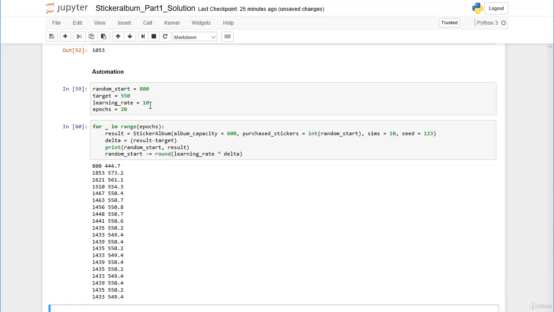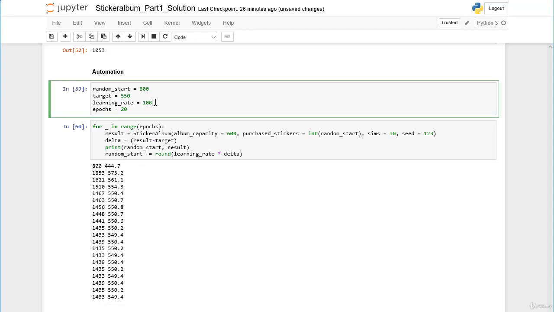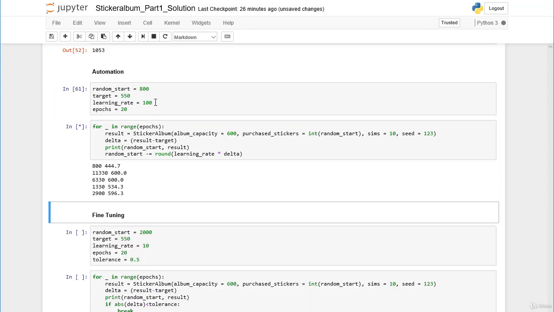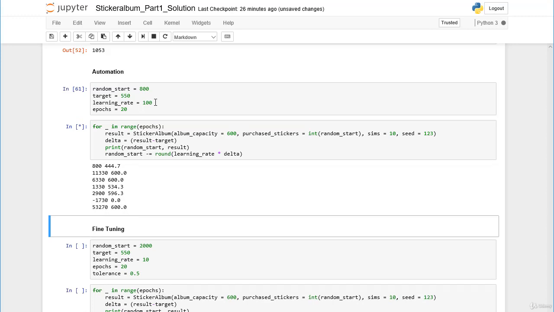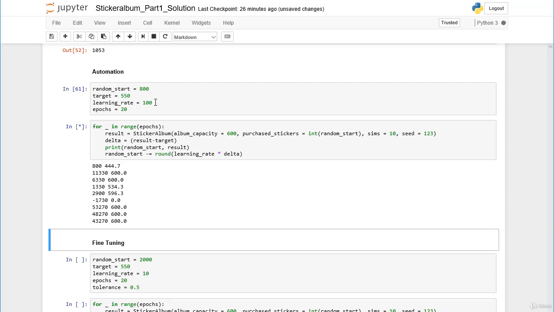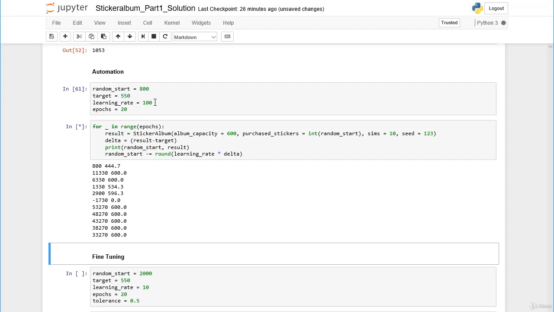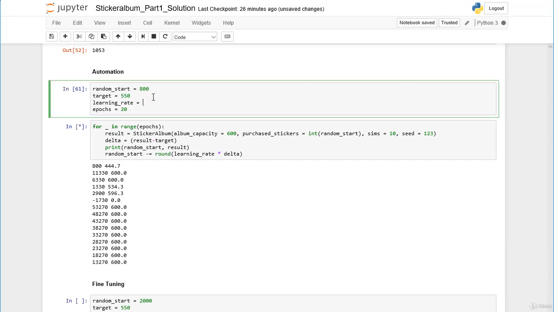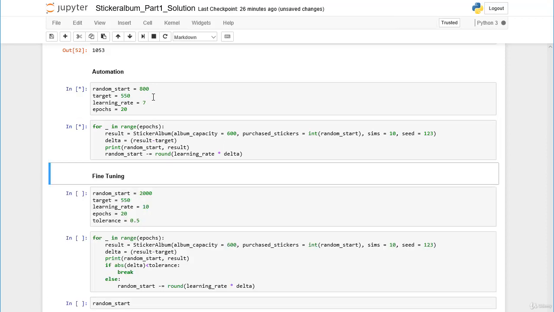So let's try 10. And there you can see our result is suddenly higher than the target, and this is adjusted again afterwards. But a learning rate of 10 might be too high. When we try 100, we are getting nowhere. So the learning rate is kind of an art, or you have to be very careful and try it out. I think in our case the best learning rate should be between 5 and 10. So let's take 7.